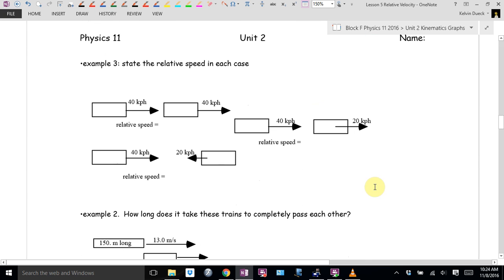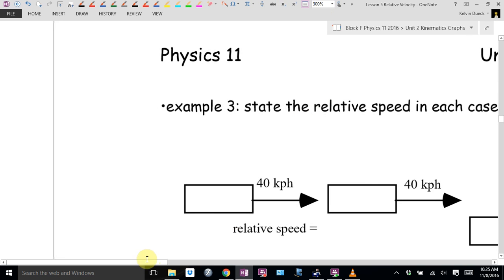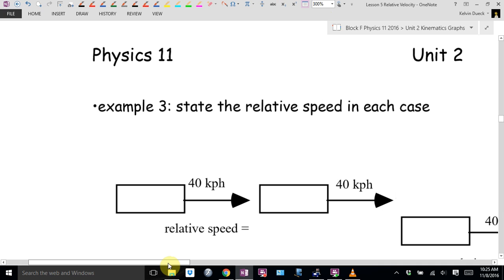Example 3. Says this. State the relative speed in each case. Okay, I'll zoom in so you know which one we're talking about. So here's the first one. Let's imagine they are two cars. One's traveling 40, the other's traveling 40. What's their relative speed? That one's meant to be fairly obvious, I hope. What's their speed relative to each other if they're both going 40? 0.